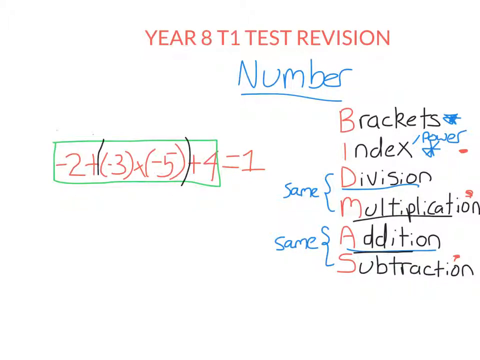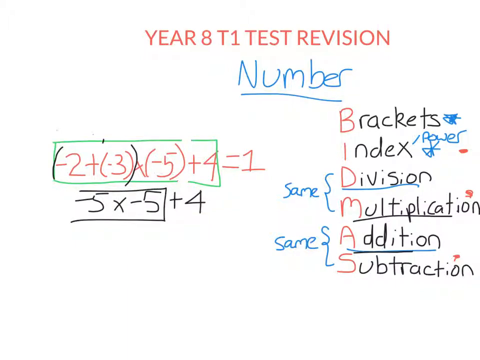I was going to do the multiplication first anyway, so let's get rid of those brackets. So I could put brackets here and here. That would actually change the order of operations. But now I would get minus 2 plus minus 3, which is minus 5, times minus 5 plus 4. But minus 5 times minus 5 is positive 25. Plus 4 is 29. So that still doesn't work.